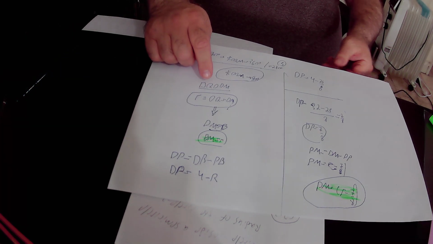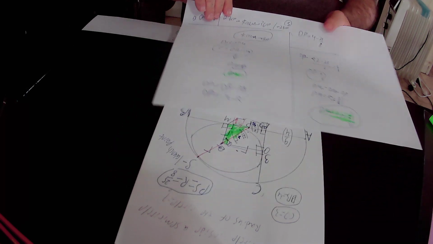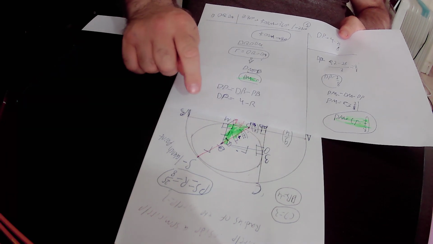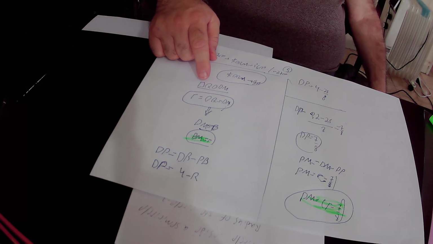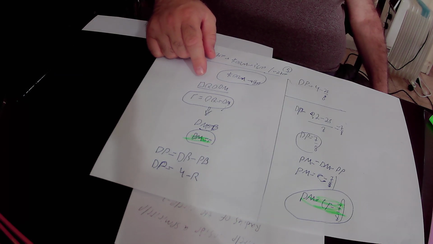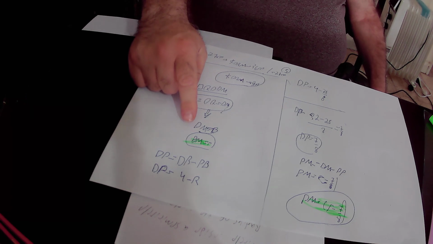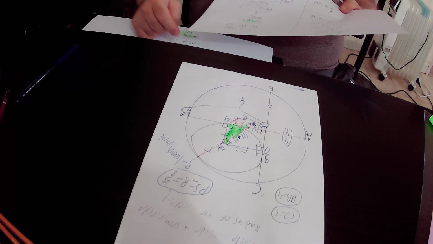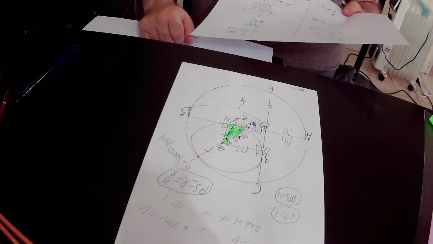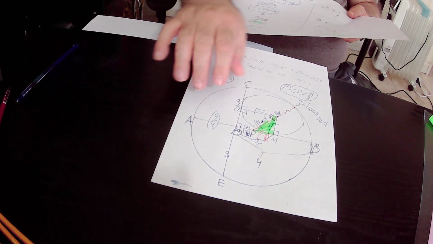OQ equals DM, according to the rule that the opposite sides of a rectangle are equal to each other. But OQ equals small r, according to what we already found out. That is the radius of the small circle. And from this equation, r equals OQ equals DM, we derive that DM is also equal to r. Here, DM equals r.